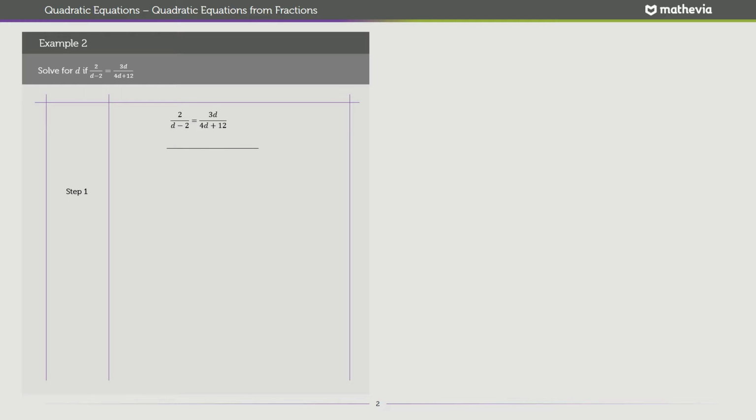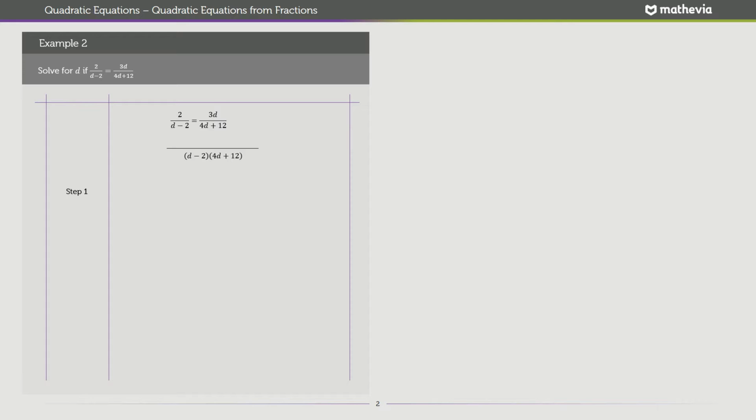We need to find the LCM, okay? So we have two denominators here, d minus 2 and 4d plus 12. And normally when you work with fractions, you find the LCM, or quite simply, you just multiply the two denominators. And that's exactly what we're going to do in this case, because we really can't find an LCM. All right, so we just multiply the two denominators, and what we have is d minus 2 multiplied by 4d plus 12.